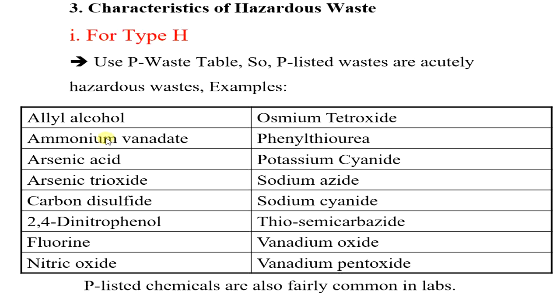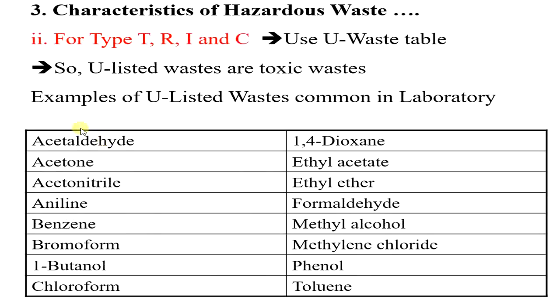P list chemicals are also fairly common in laboratories. For types T, R, I and C, use the U waste table. U list wastes are toxic wastes. They are not acute wastes. For example, U list chemicals common in laboratories include acetone, benzene, phenol, toluene, ethyl ether. These are some examples for types T, R, I and C. Students, this is the end of chapter 3. Thank you very much.